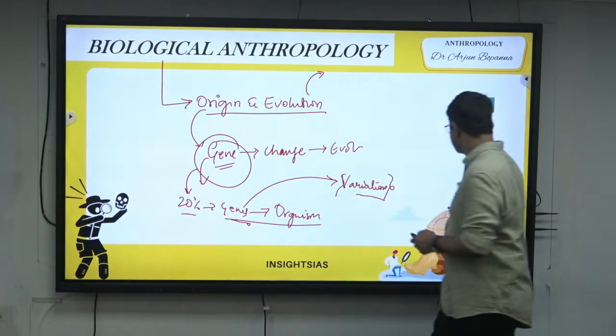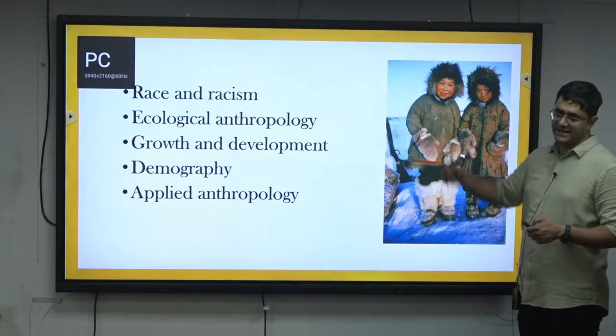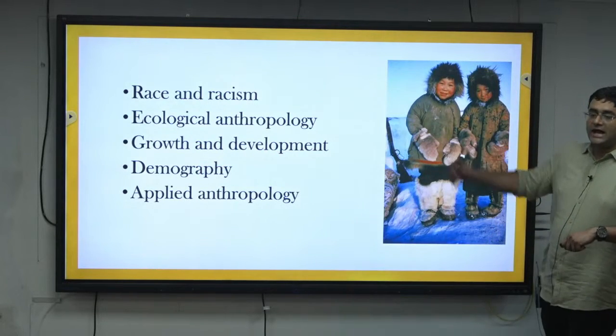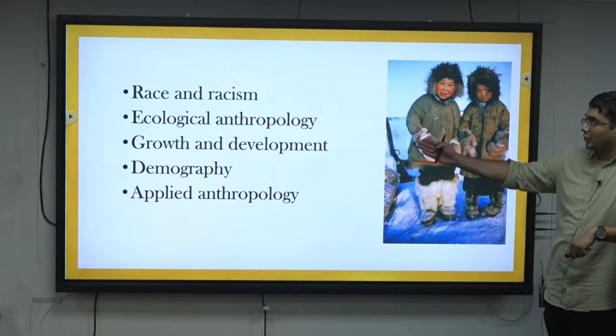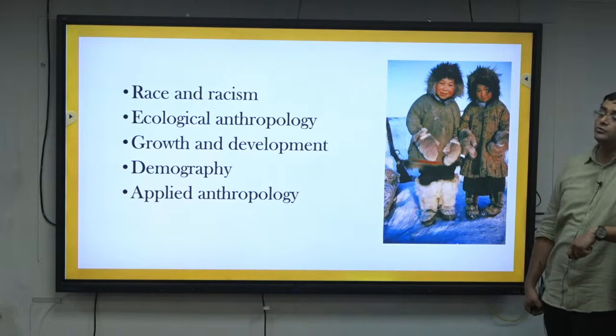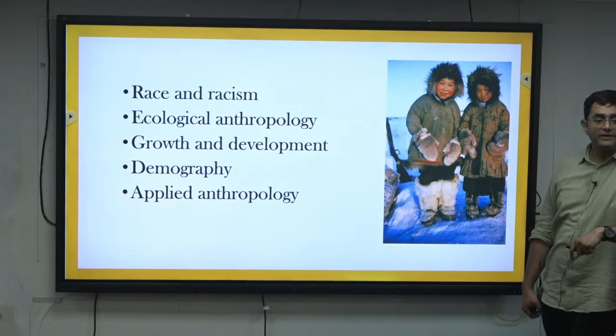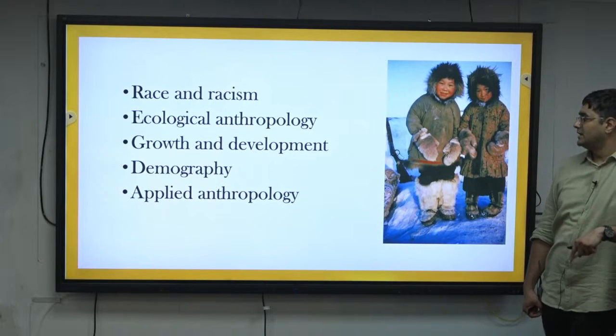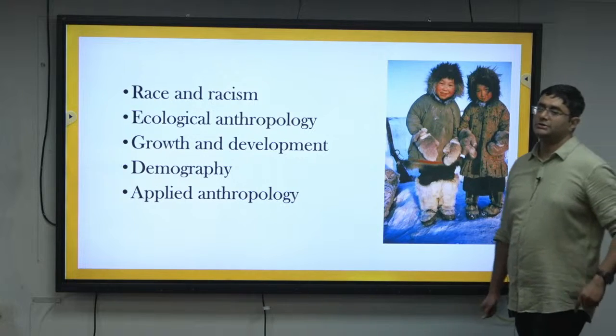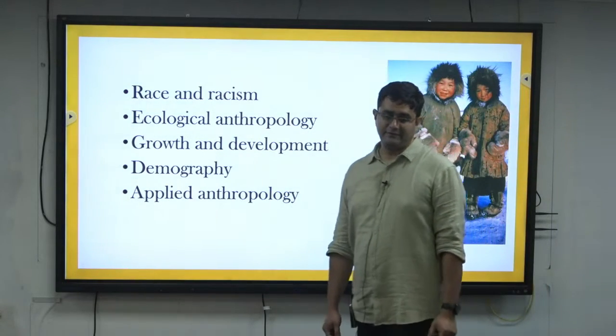Right? So these are the things that we study: race and racism, ecological anthropology, where we study human adaptation to different environments, growth and development, and how they are affected depending on different culture, society, country, temperature, seasons. All right. Demographic variations, meaning the mortality rate and fertility rate, and how they differ in different parts of the world, and we apply that knowledge to human welfare.